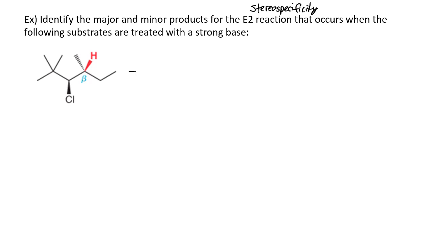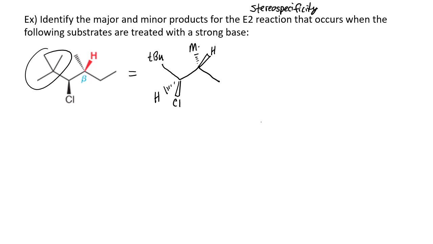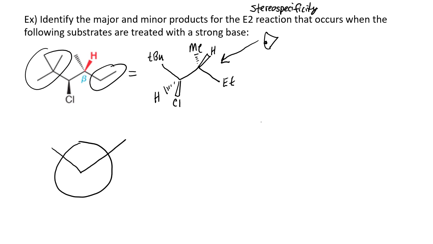Let's simplify our structure. I've got my chlorine. There is a hydrogen here. This group we'll call tert-butyl. I've got my hydrogen. I've got a methyl. We'll call this an ethyl group. So let's look at our molecule from this perspective and draw our Newman projection. I have my Y at the top. In the front, on the left, I have my hydrogen. I have my methyl and the ethyl at the bottom. In the back, I have my tert-butyl, my chlorine, and I have my hydrogen.